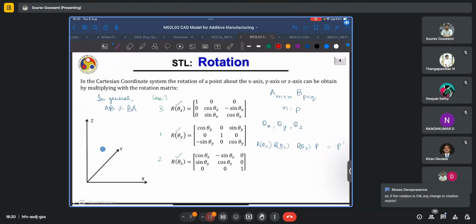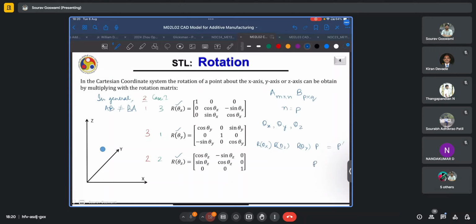If, for a different case, you first want to rotate about x, then rotate it along the z-axis, and finally around the y-axis, your final outcome will look something like R theta x, R theta z, R theta y, which will give you the new point.